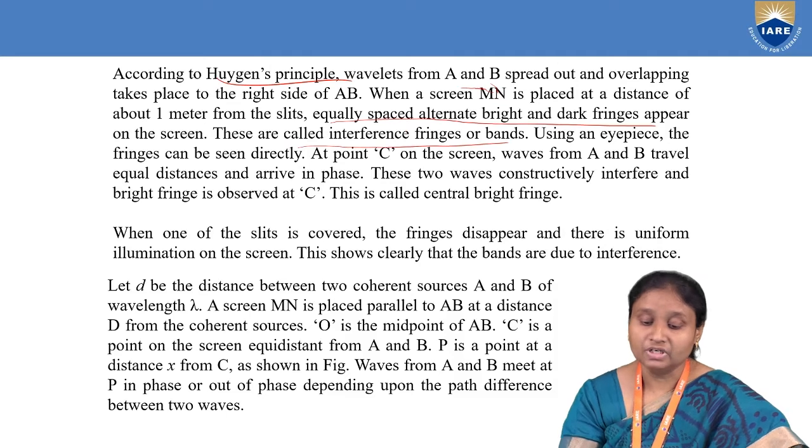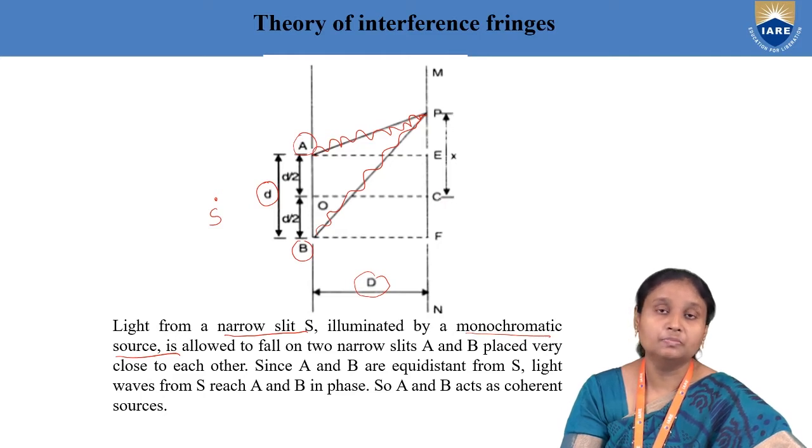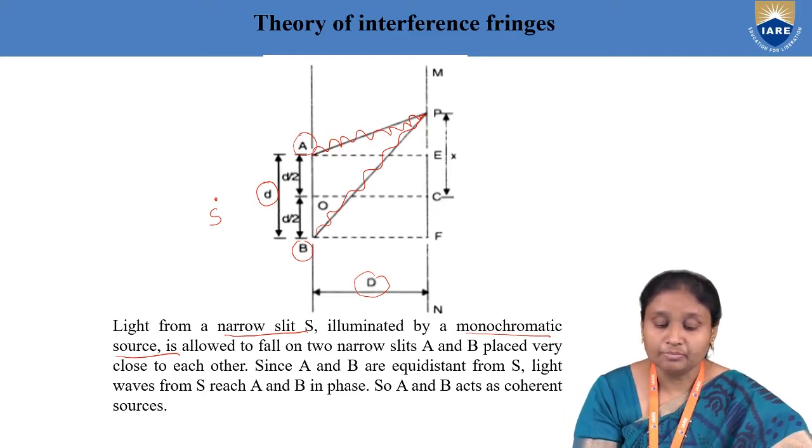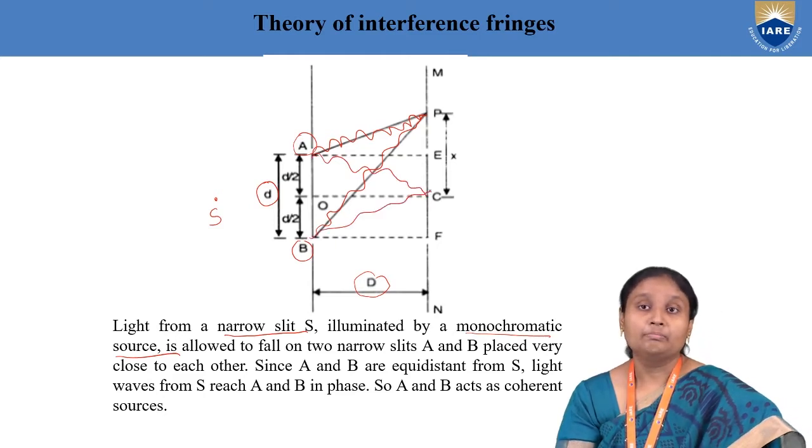And here, first I am taking a point C on the screen, and we know that this point C is exactly at the middle of the screen. What you will observe here is the waves coming from both sources A and B to the point C, the middle of the screen, and their path difference.